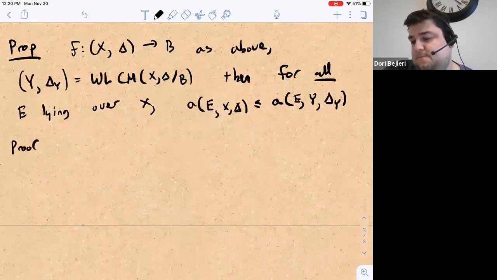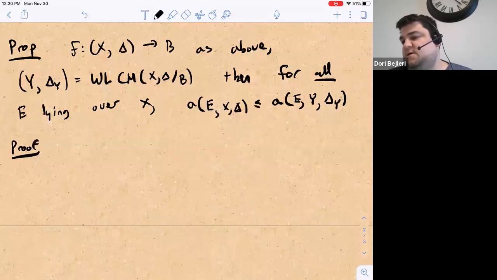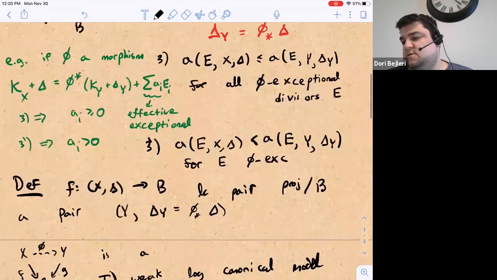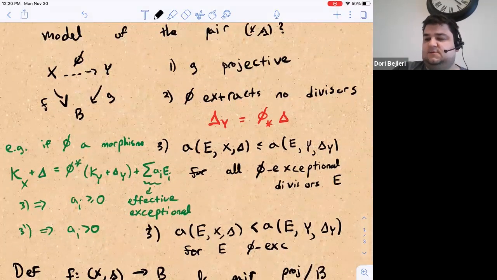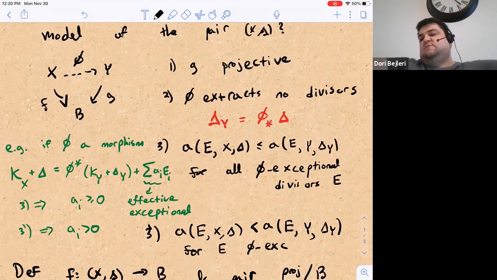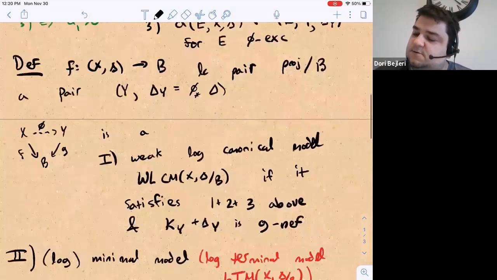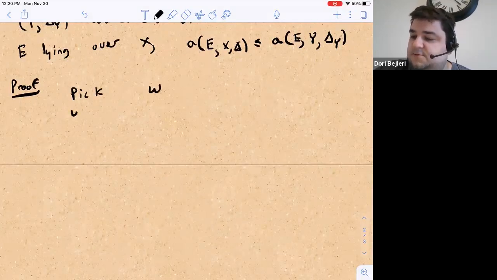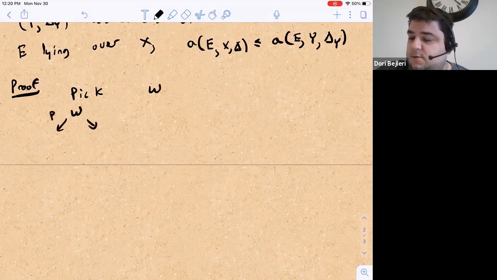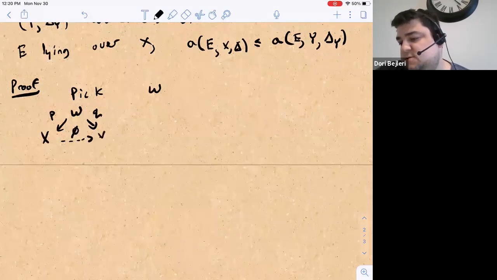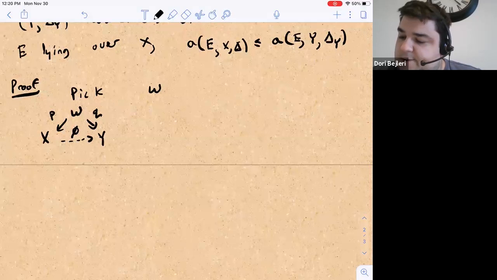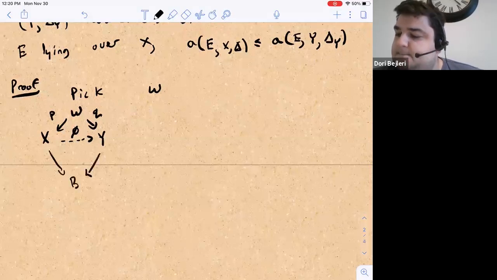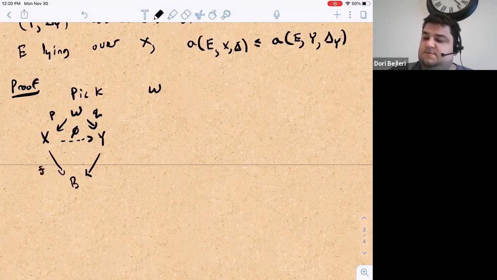Okay, proof. So basically we want to do what we did in the case where phi was a morphism, except phi is not necessarily a morphism. So we just make it a morphism by resolving the indeterminacies. Pick some W that resolves the indeterminacy. It's going to sit over X and Y, and it's going to commute in a diagram like this, where P and Q are birational. And this was F, this was G.